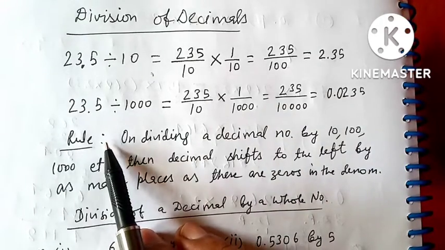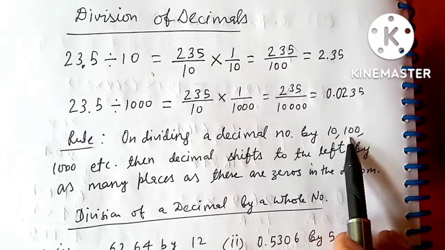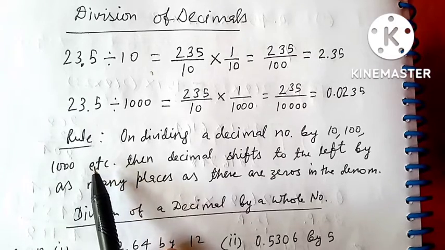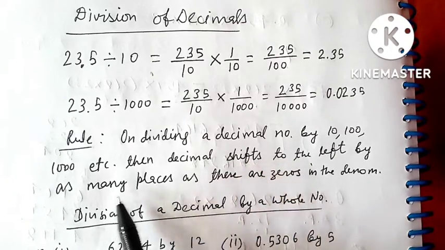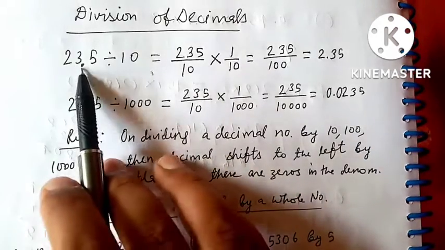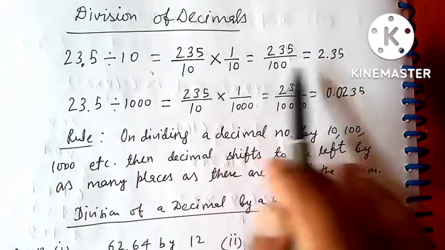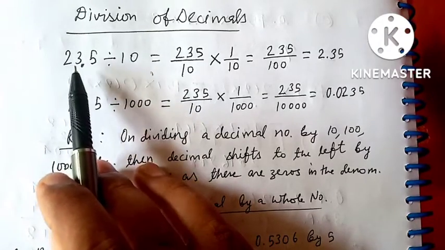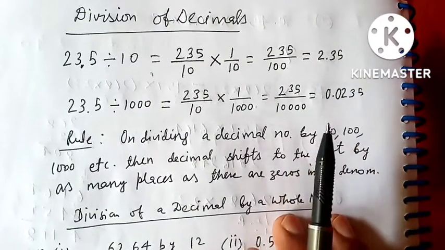So we may generalize, and the rule is: on dividing a decimal number by 10, 100, 1000, etc., that is, by a multiple of 10, the decimal shifts to the left by as many places as there are zeros in the denominator. You can see here, 23.5 divided by 10, the result is 2.35. So what do you see? You see that the decimal shifts one place left. So you have 2.35.